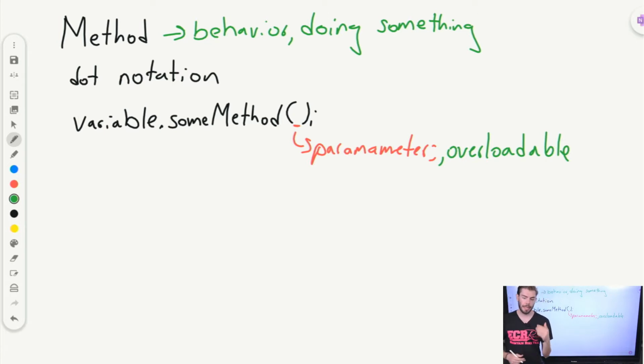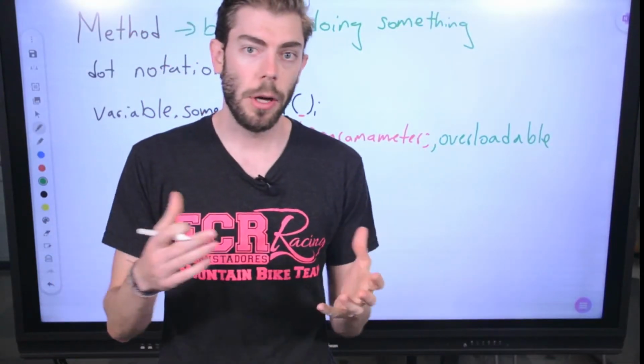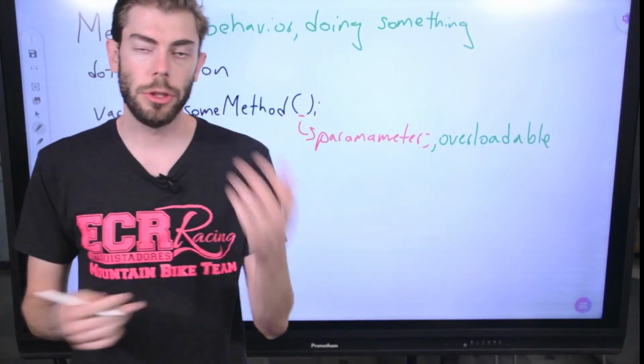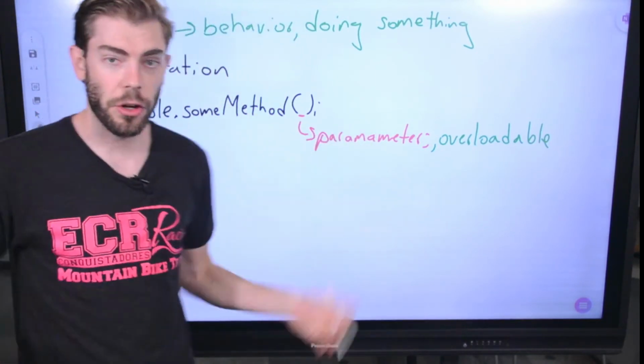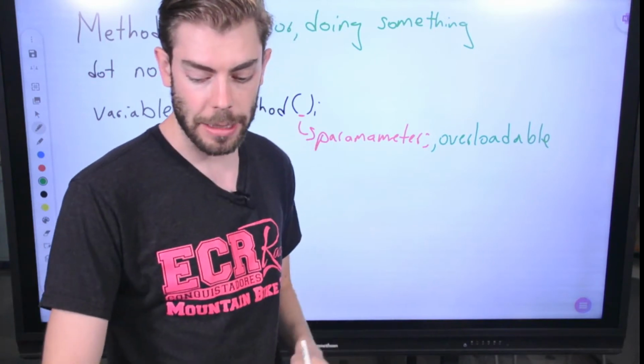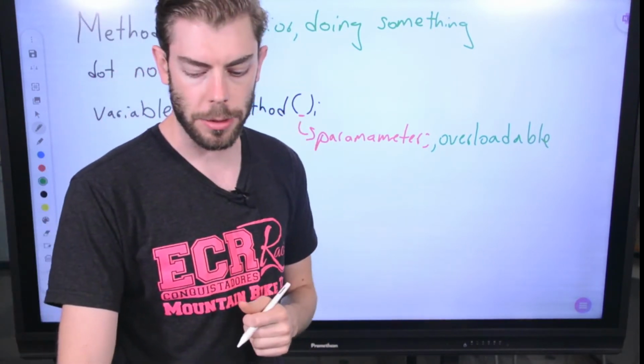If we think back to our analogy of a dog, a dog can do lots of different things. It can run, it can jump, it can wag its tail, it can shed fur, it can do all kinds of things. Same thing in Java. Objects can have lots of different methods that can do lots of different things.